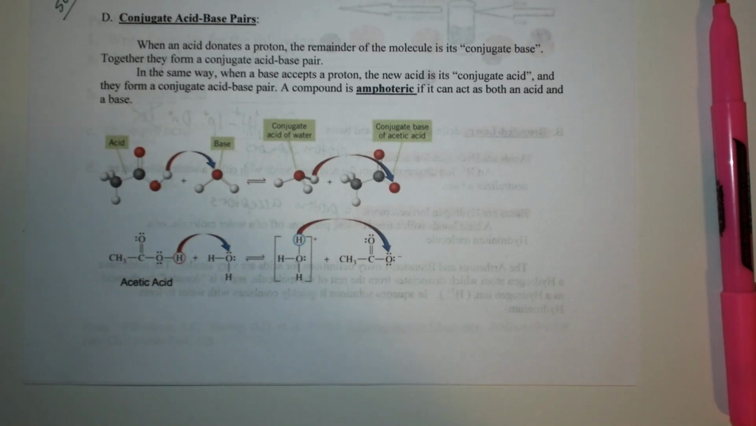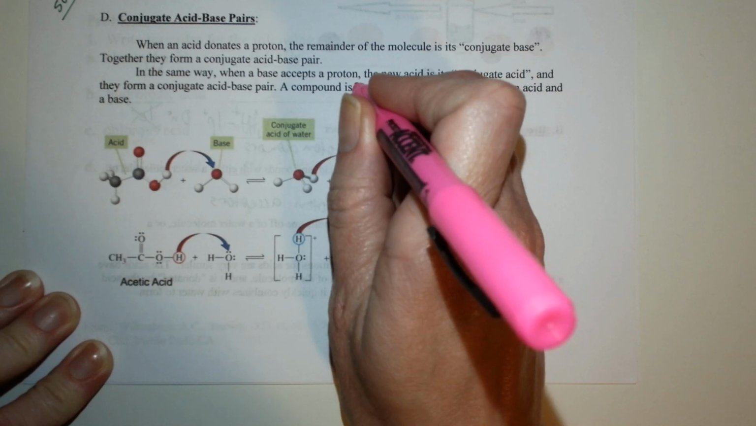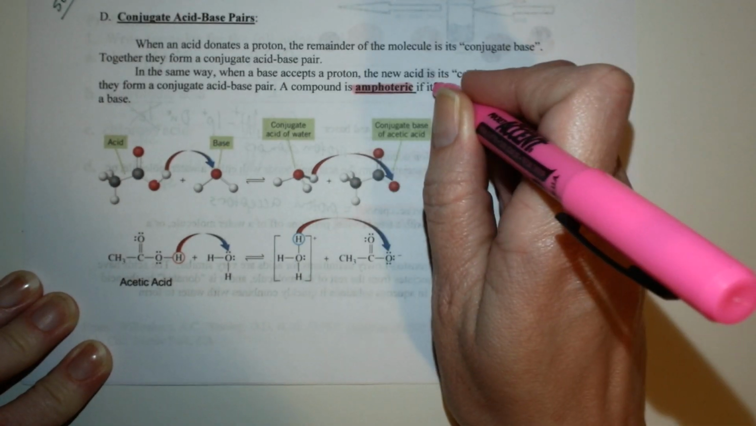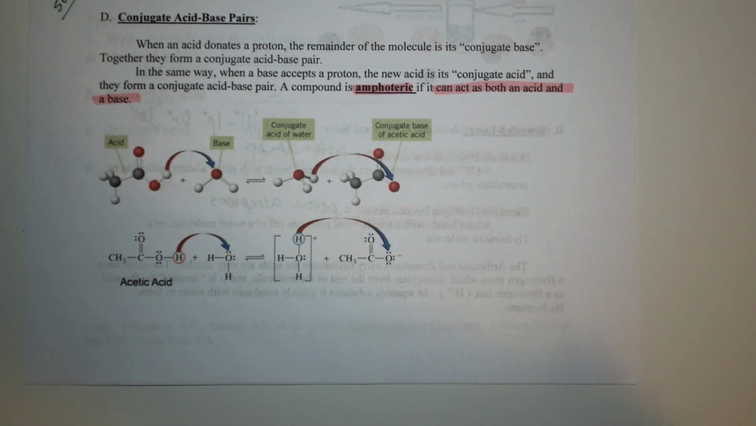Okay, this is your acid-base lesson 3. It's about conjugate acids and bases. So it's first important to note that there are certain compounds that are amphoteric. Things that are amphoteric can act as an acid or a base. Water is one of those things.